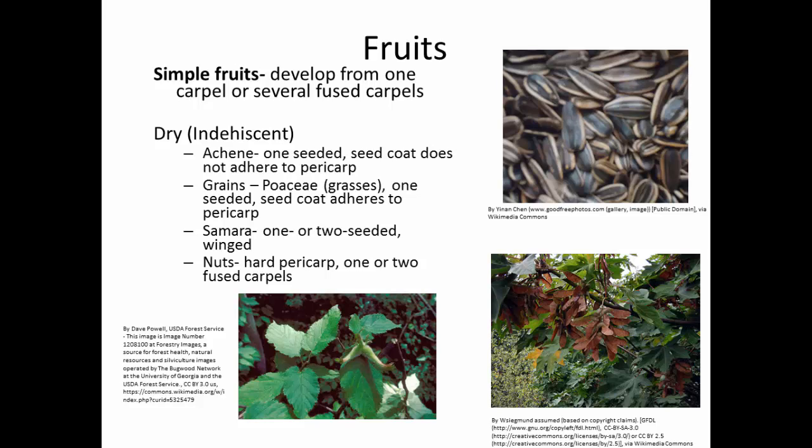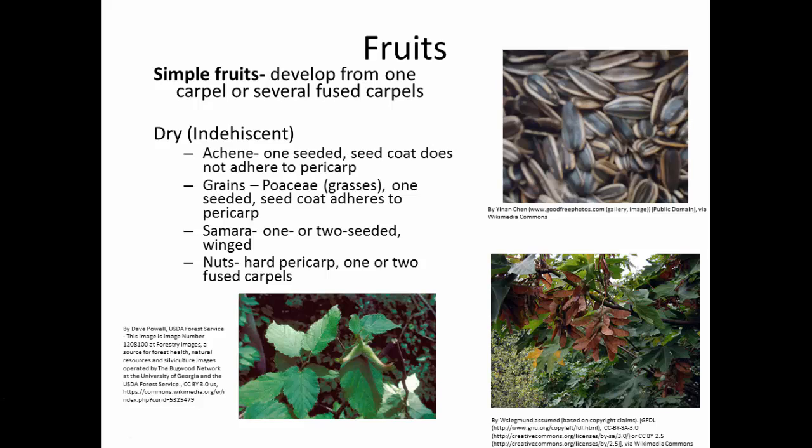Now let's take a look at our last group of simple fruits. Remember, simple fruits develop from one carpel or from several fused carpels, and that is the dry, indehiscent fruits. Indehiscent means that they do not open up and release their seeds. One example of a dry indehiscent fruit is an achene. And an achene is a one-seeded fruit.